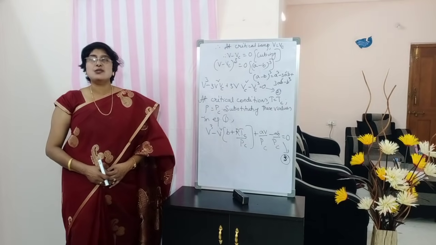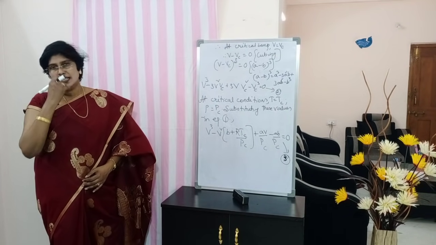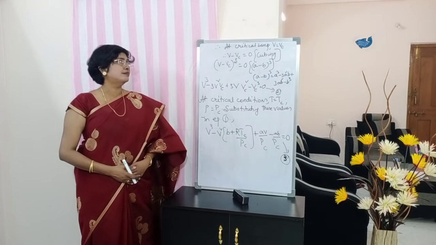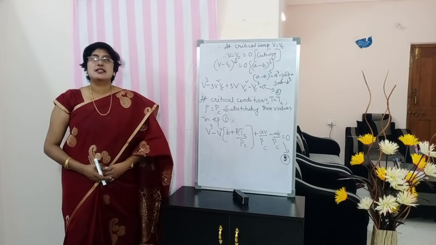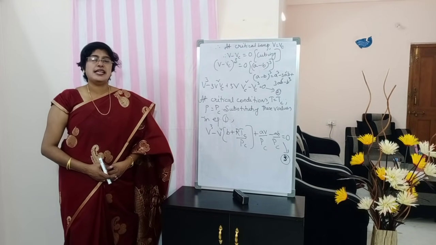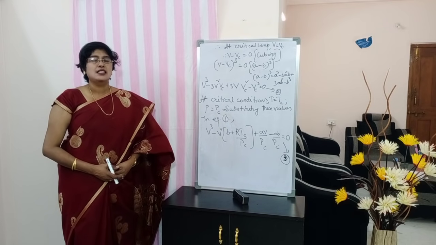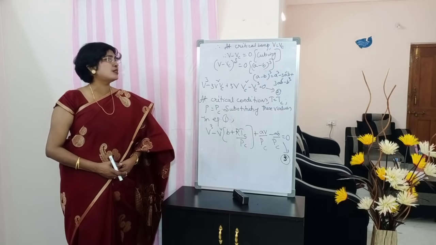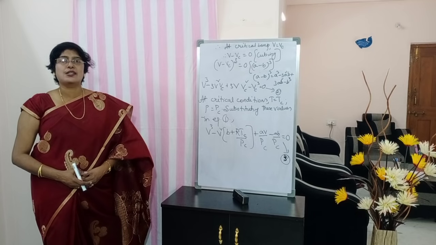If we bring this Vc to the left side, what happens? V minus Vc. Then what remains on the right side, students, is equal to 0. Write on the next step: V minus Vc is equal to 0. Next, cubing this equation, that means multiplying 3 times, we get V minus Vc whole cube is equal to 0.